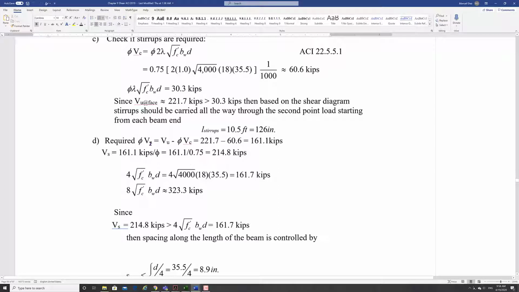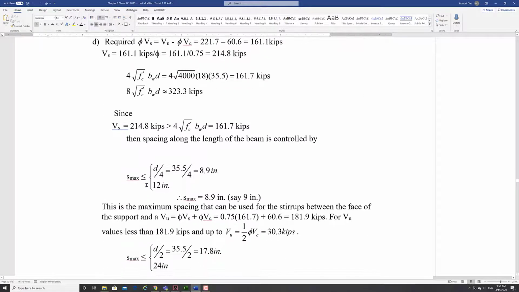The required phi Vs, of course, is the difference between your required shear to cover that you have and your phi Vc, right? So that's 161.1. Most formulas in the code are without the phi factor, so we're going to remove that, and that will give us 214. This number now is bigger than the 4, but is less than the 8, right? So because of that, your s maximums will start with d over 4 and 12. Now d over 4 is 8.9.